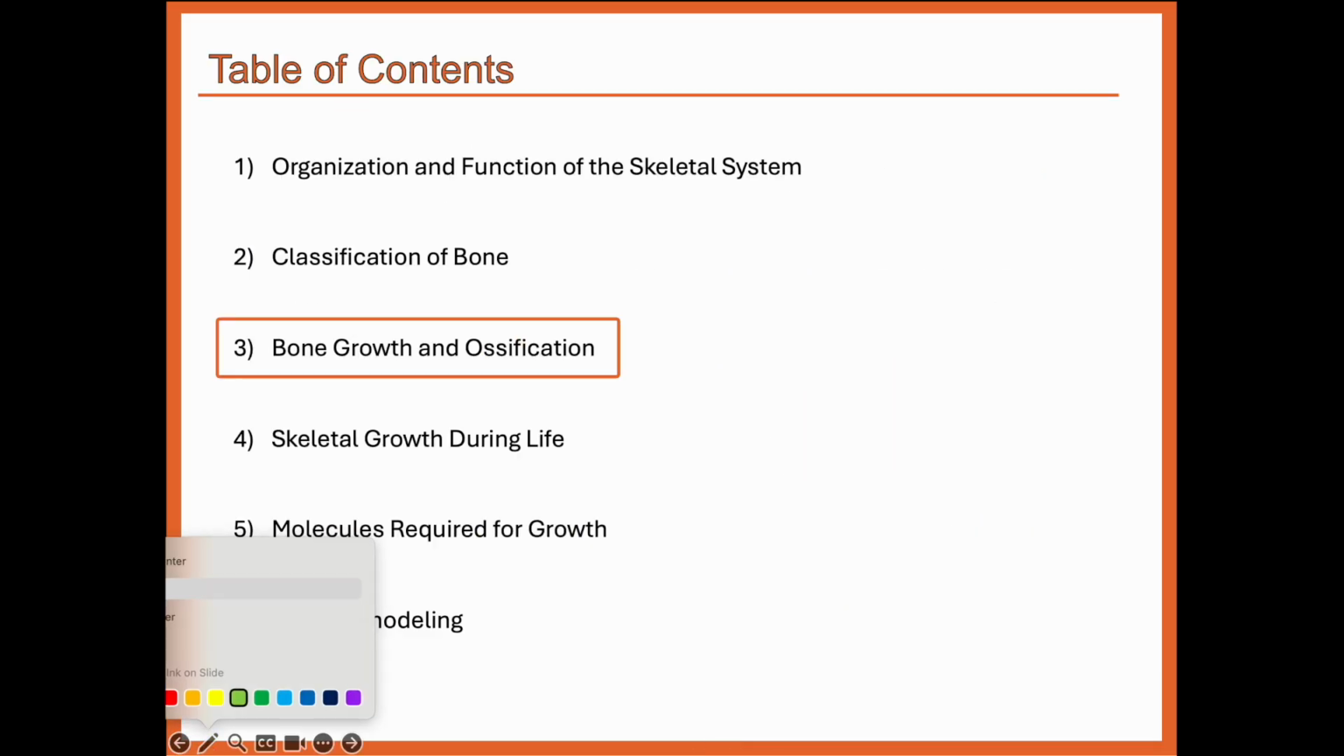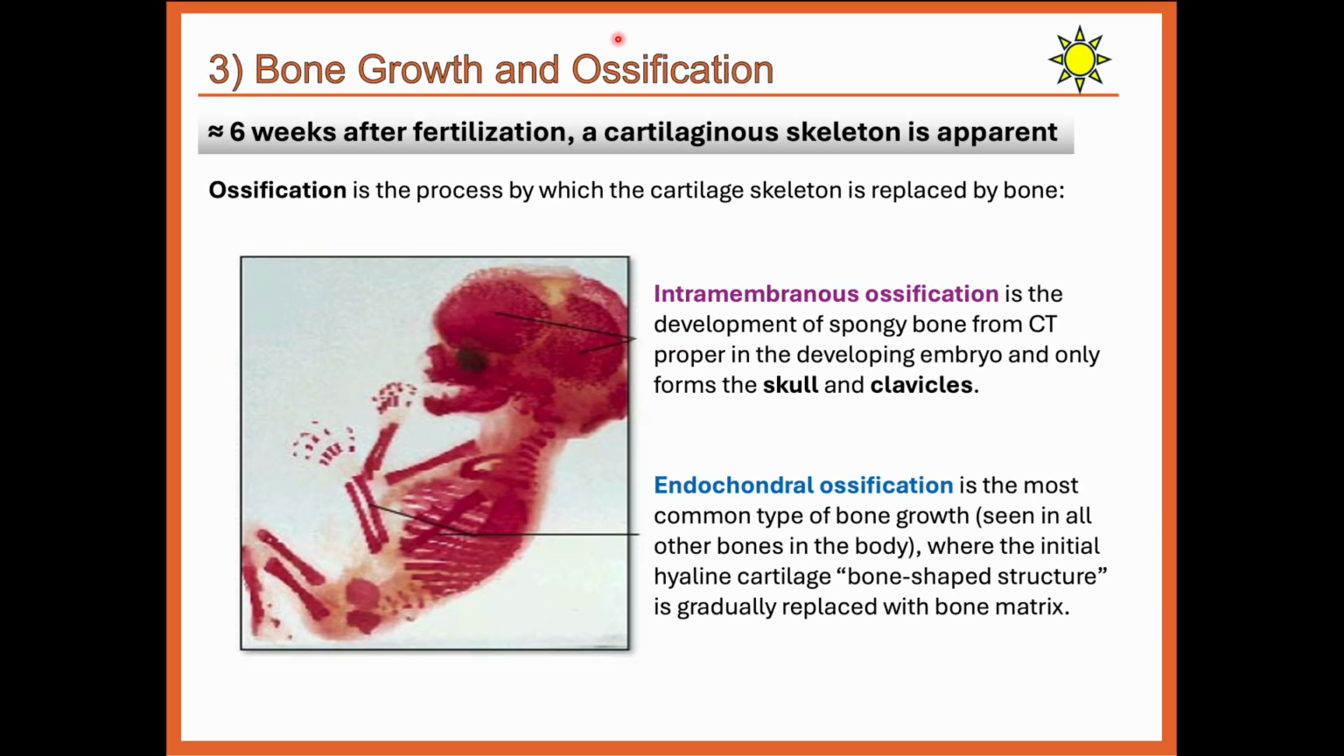Next, bone growth and ossification. What does ossification mean? To ossify means to make new bone. So at about the 6th week after fertilization, a cartilaginous skeleton is apparent.